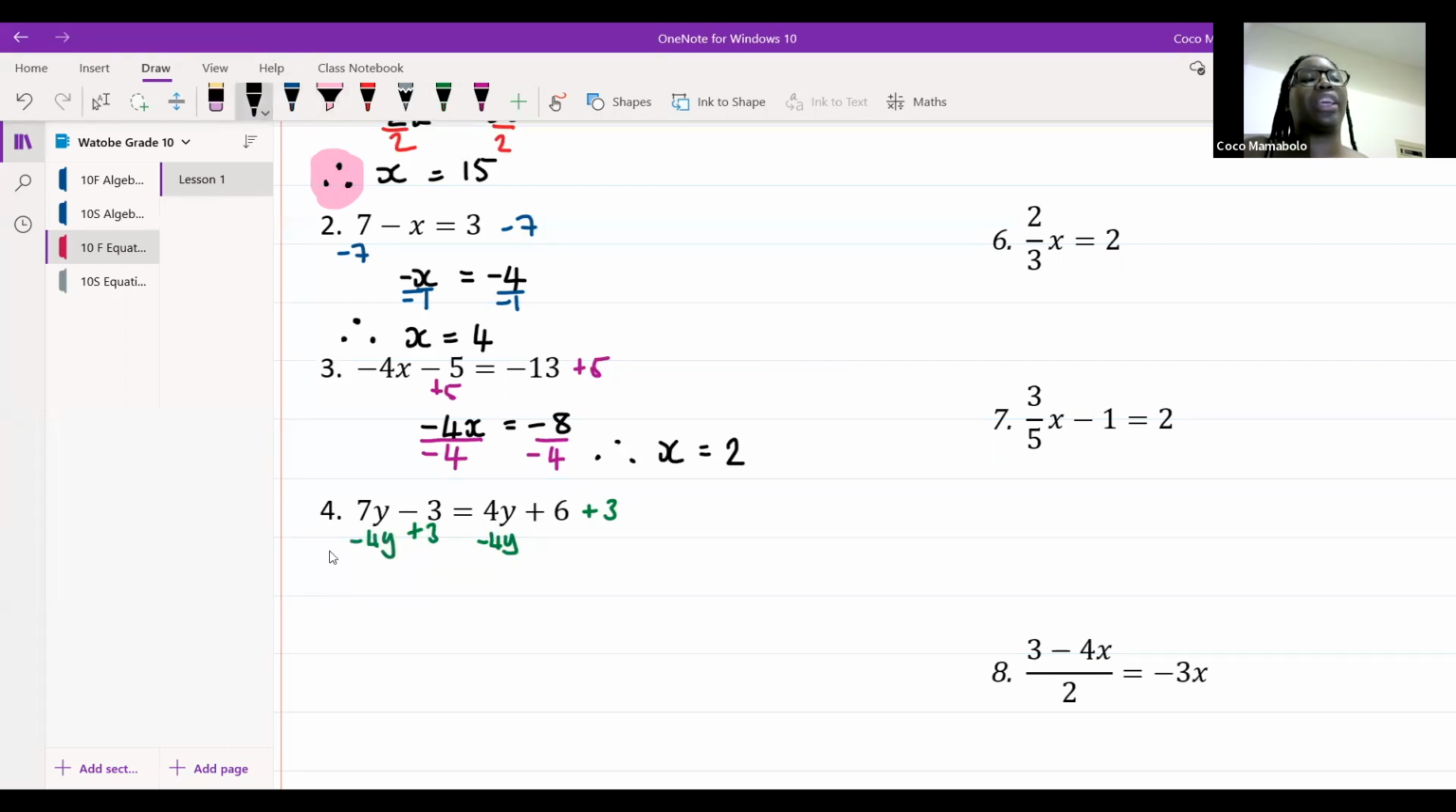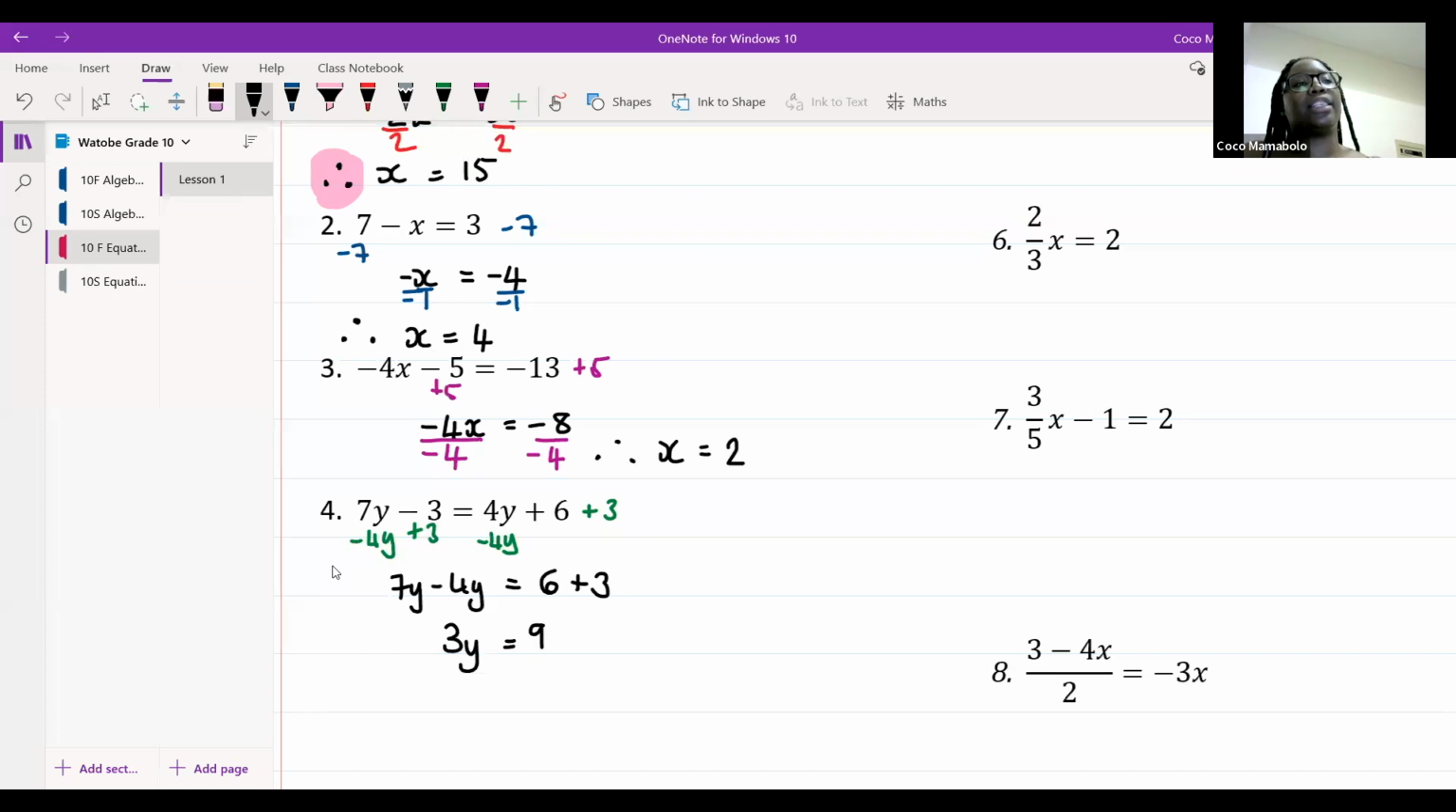All right. So what do I get with the y's? So it should look like 7y minus 4y on the left equals 3 plus 6. Good. Is equal to 3 plus 6 or 6 plus 3. Doesn't matter. The order doesn't matter. Okay. Now what happens? Then we do the operations. We add on each side. So it should be 3y equals 9.